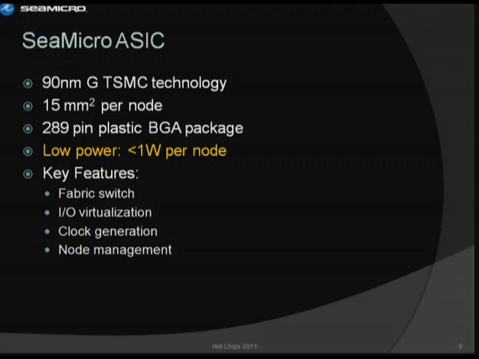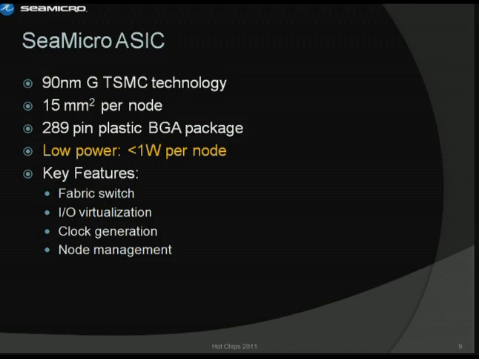So the SeaMicro ASIC is the most replicated component of the system. So the 2 main goals while designing it were low power and extremely low cost. So we built the ASIC on a 90 nanometer TSMC technology. Per node, the ASIC is just 15 square millimeters in size. We house it in an extremely inexpensive plastic BGA package. And the ASIC is very low power, less than 1 watt per node.